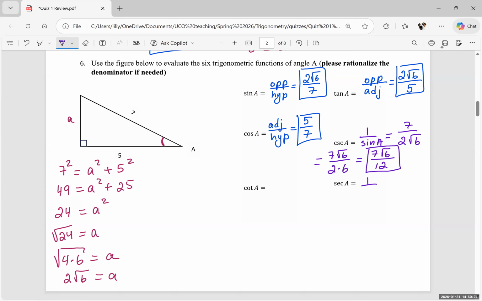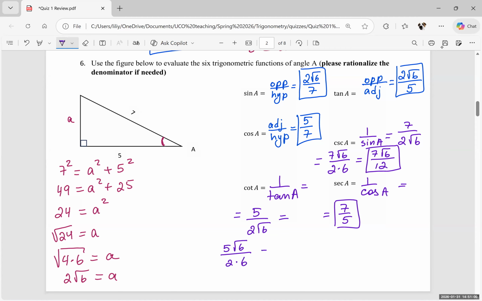Secant is 1 over cosine. That one is going to be easier. Cosine is 5 over 7, so 1 over cosine is 7 over 5. Cotangent is 1 over tangent. You could have done cosine over sine, but 1 over tangent is probably easier. So 5 over 2 square roots of 6. Rationalize this, so this is 5 square roots of 6, and on the bottom, that's 2 times 6 again. So 5 square root of 6 over 12.